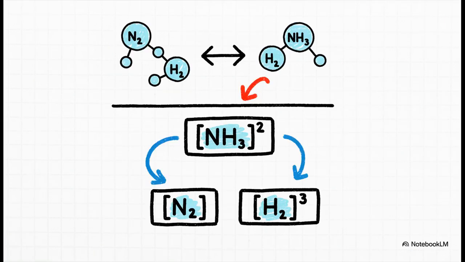First, let's write the expression. Products on top, so that's ammonia, NH3. The balancing number is 2, so it's NH3 squared. Reactants at the bottom, that's N2 and H2. The number for H2 is 3, so it becomes H2 cubed.